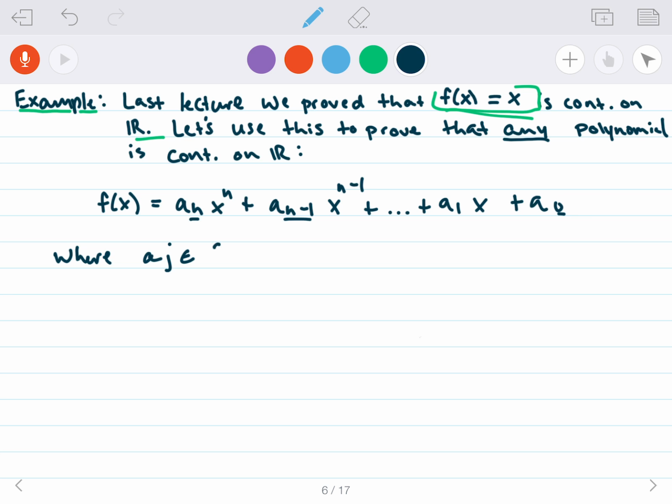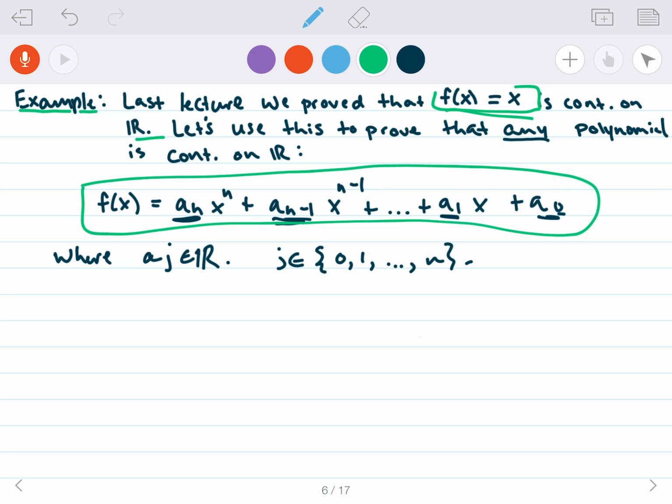you get what I'm saying, right? These coefficients have to be real. That's what I'm saying here. So that's what a polynomial looks like. All right. Well, how do we prove it's continuous?